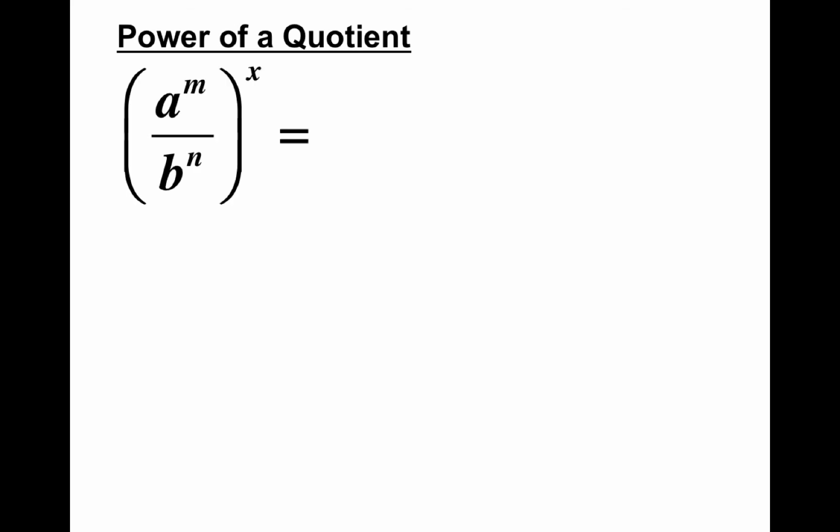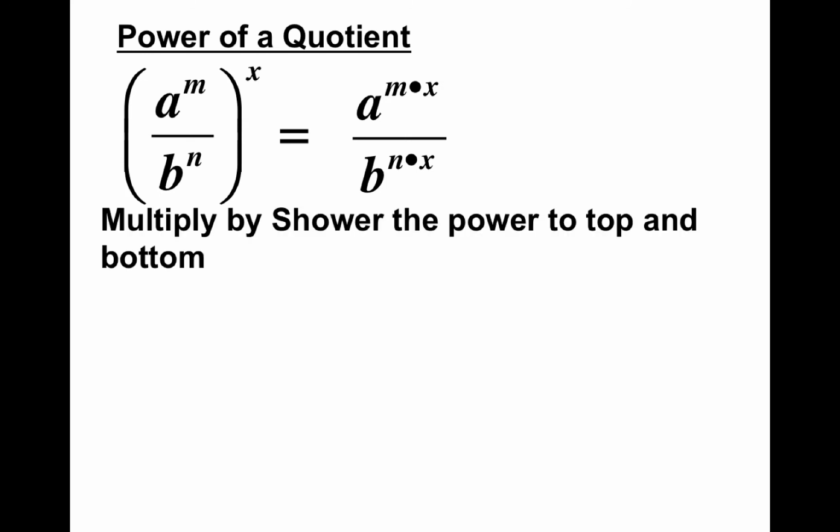Power of a quotient. If you have a to the m over b to the n, all to the x power, you would shower the power into both the top and the bottom. So this becomes a to the m times x over b to the n times x. So you're multiplying by the shower of the power to the top and the bottom of the fraction. Students always forget to do it to the bottom of the fraction.